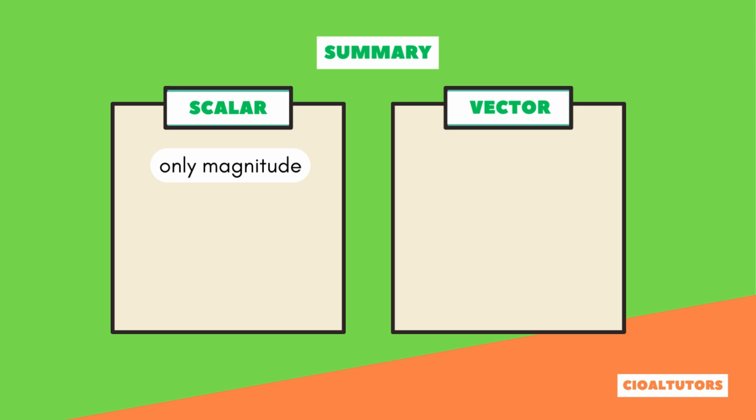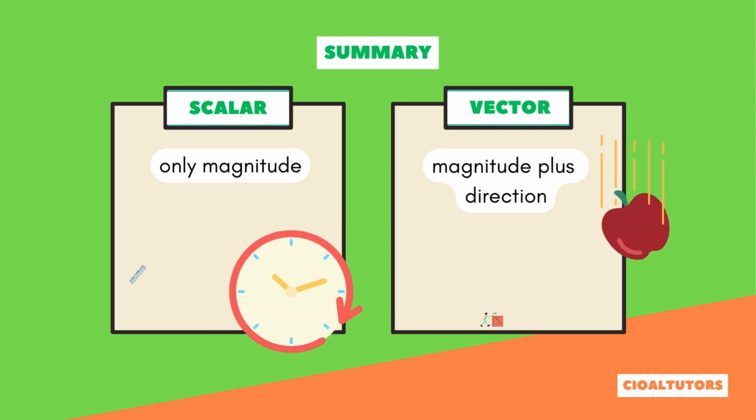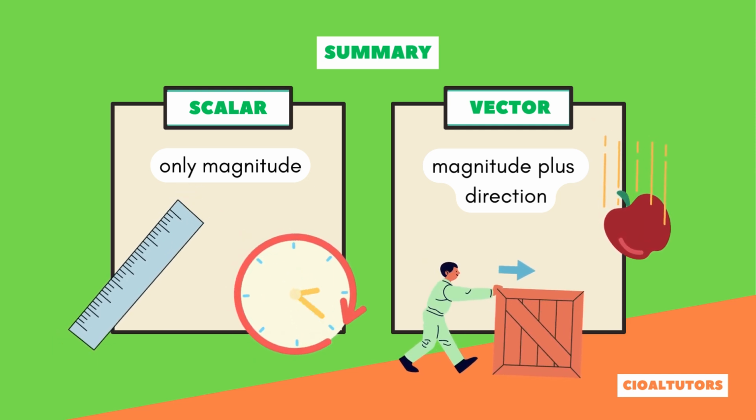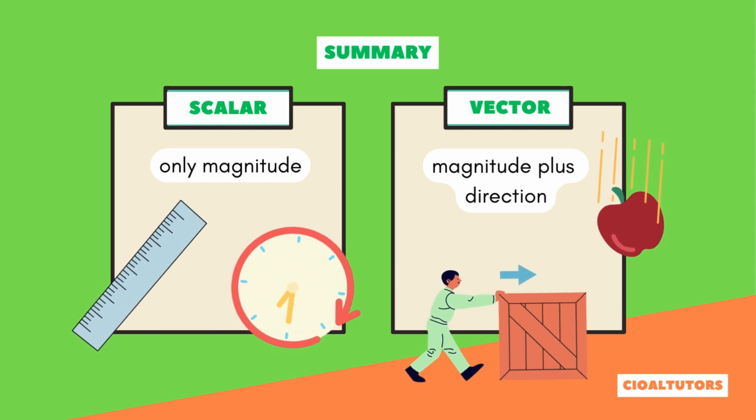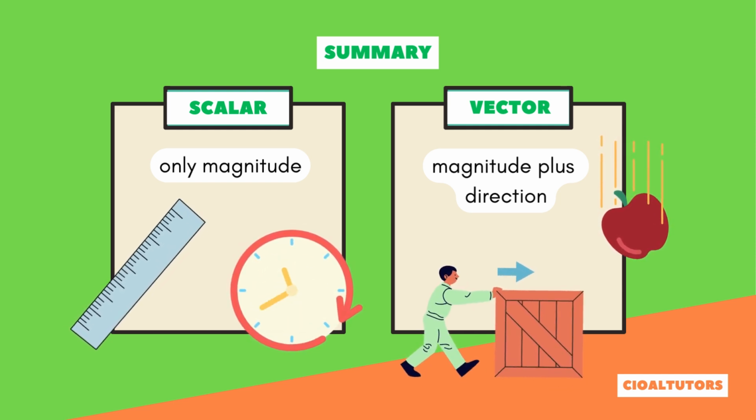In summary, scalar quantities only have magnitude, while vector quantities have both magnitude and direction. You now know examples of both and how to find the resultant of two vectors at right angles.